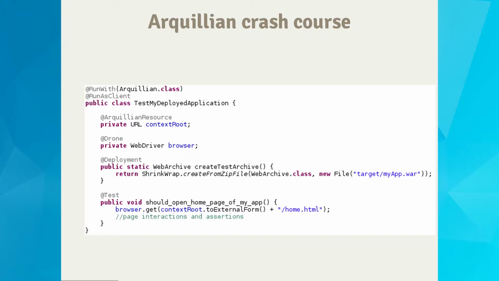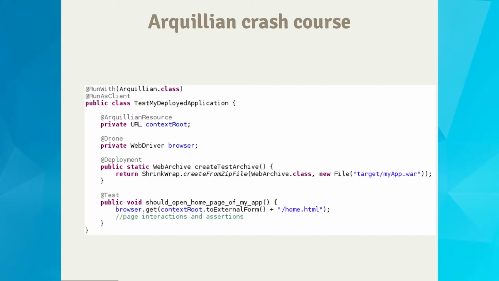After that, you inject into the test a so-called Arquillian resource. An Arquillian resource is provided to you by Arquillian itself. So in this case, in that URL field, you have the entry point to your application which was deployed to the container. And another injection is a browser, which you annotate with a Drone annotation. And this browser is an abstraction for your browser like Firefox, Chrome, Safari, Opera, you name it.